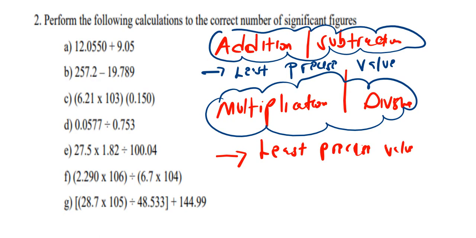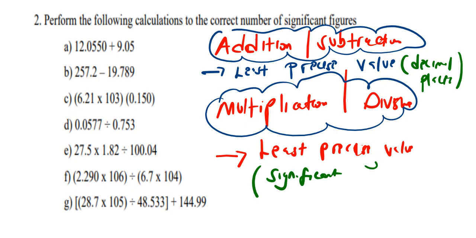So it is the same thing. It's just that in the first one we're talking about decimal places. Now in the second one we're talking about significant figures. So for the second one, you're only looking at how many significant figures the first one has and how many significant figures the second one has.